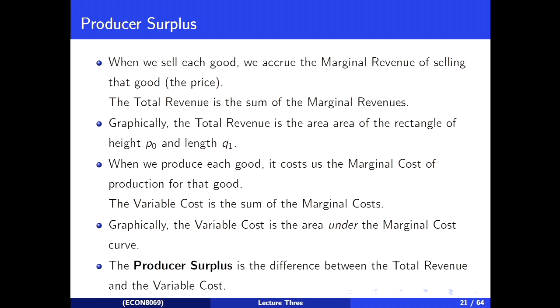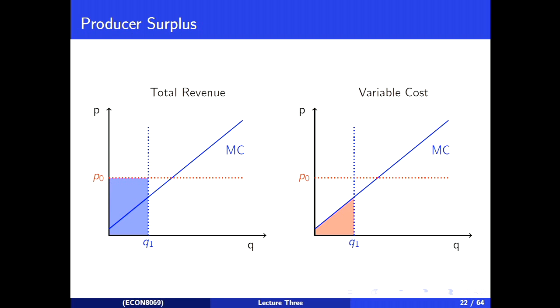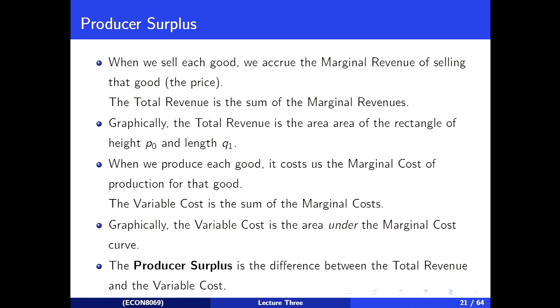Similarly, when we produce each good, it costs us the marginal cost of production for that good. And the variable cost is just the sum of all of our marginal costs. If we go to our graph, the price we get doesn't matter for costs. So we sell Q1. This first unit costs this much to produce, the second unit costs this much to produce, the third unit costs this much to produce, and so on. So this red region here is our variable cost. Not total cost, our variable cost. Graphically, it's the area under the marginal cost curve, up to the amount actually produced.